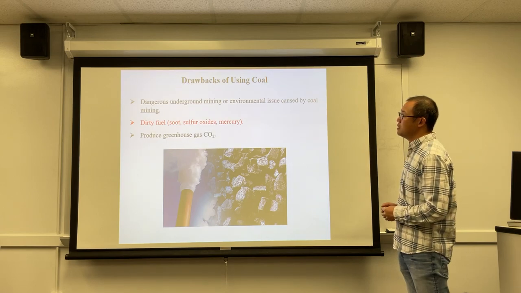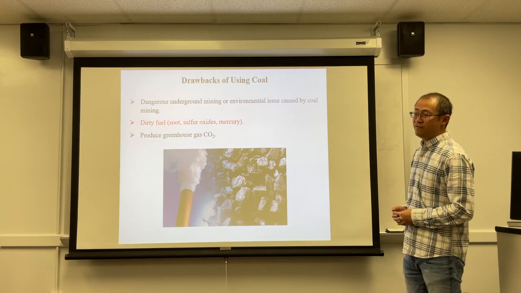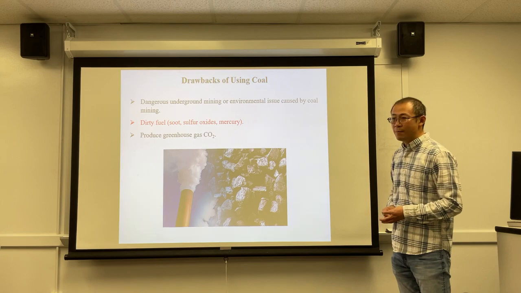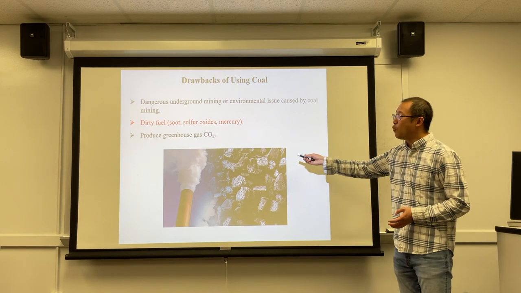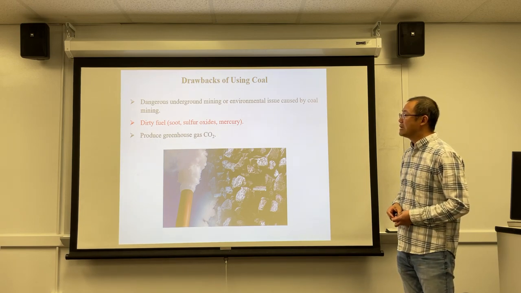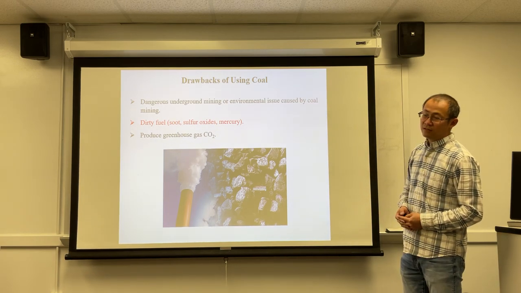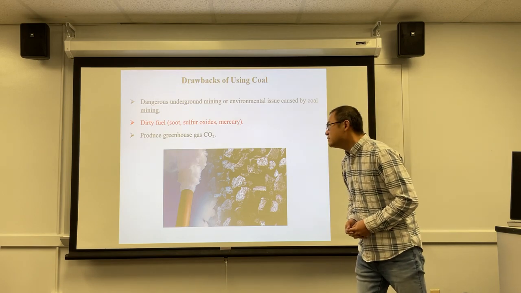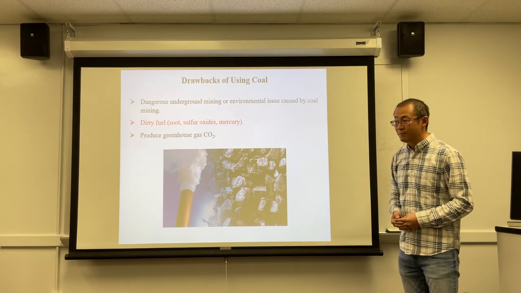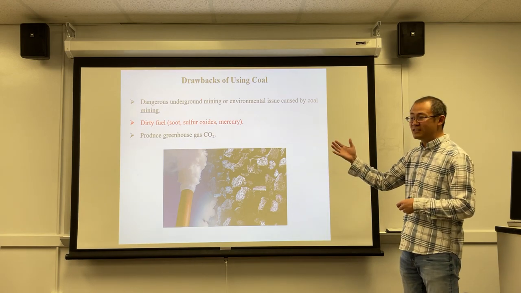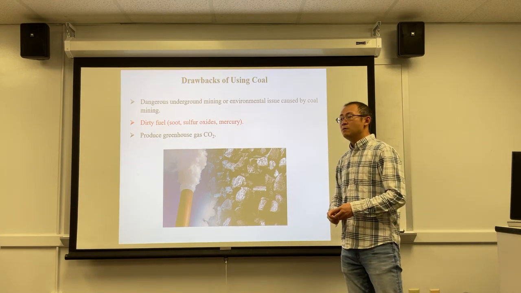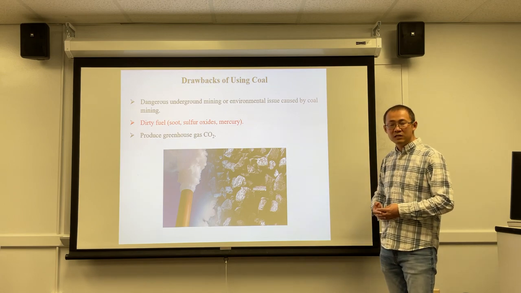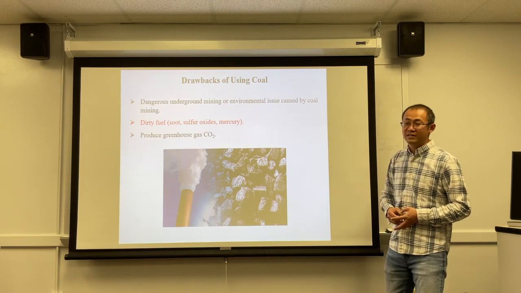The first one is that underground mining of coal is a very dangerous process. I don't know if you have heard a lot of reporting about casualties from underground mining of coal. Number two is that coal is a dirty fuel. Not only does burning coal release sulfur oxide, and mercury if the coal contains mercury, but the efficiency is also not high, so burning coal can also release PMs and soot. And finally, burning coal, because of the carbon, releases the greenhouse gas carbon dioxide.